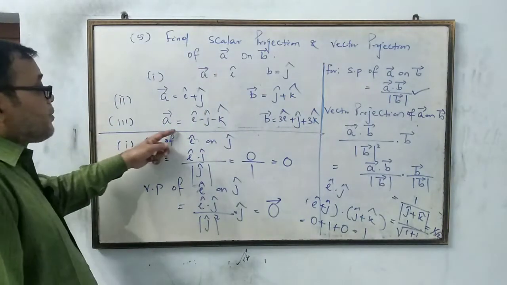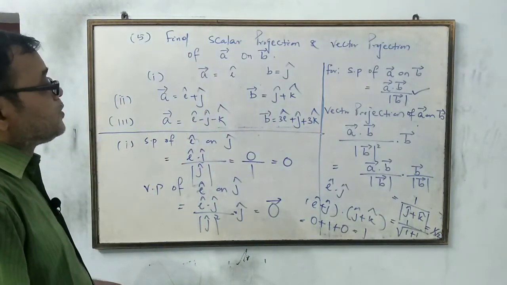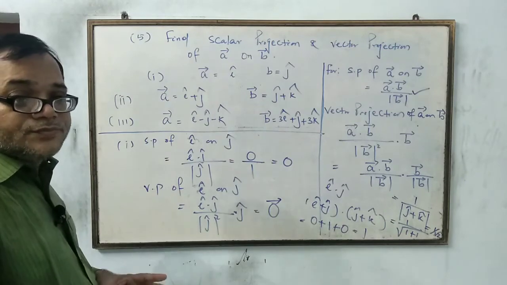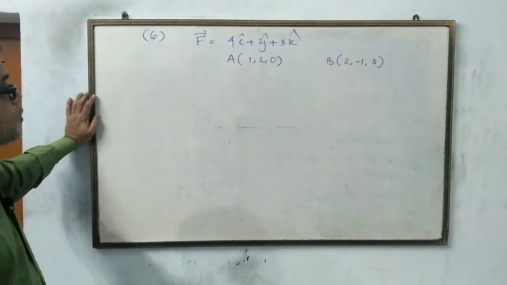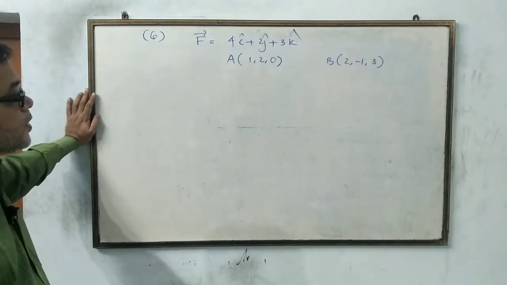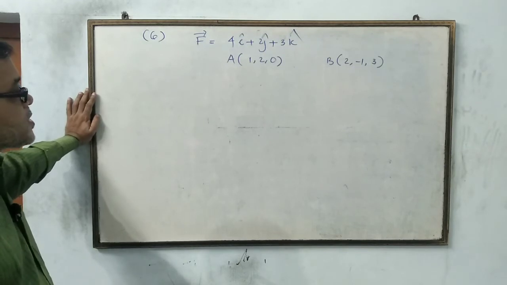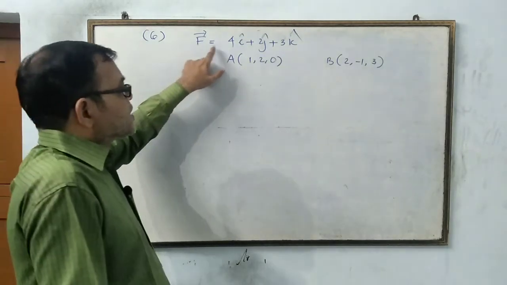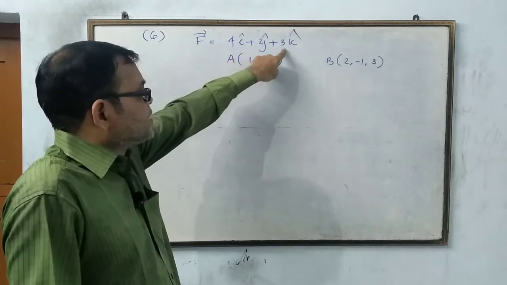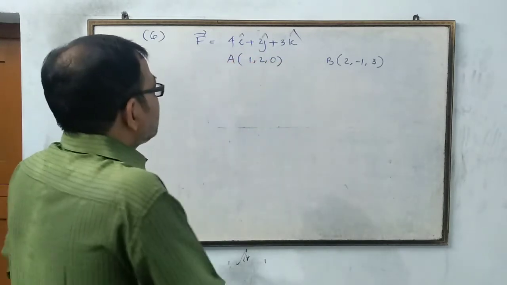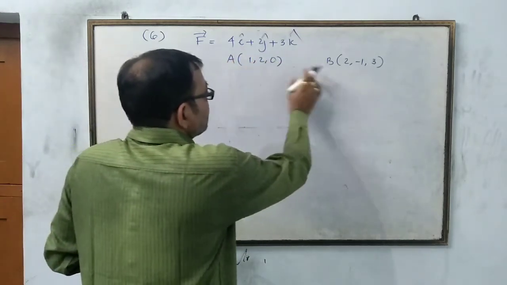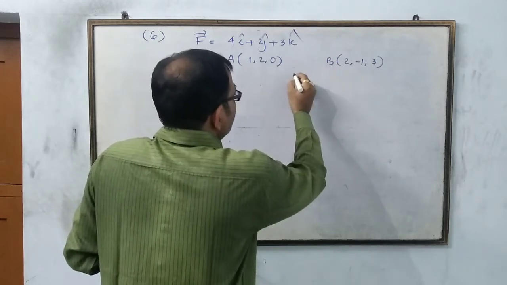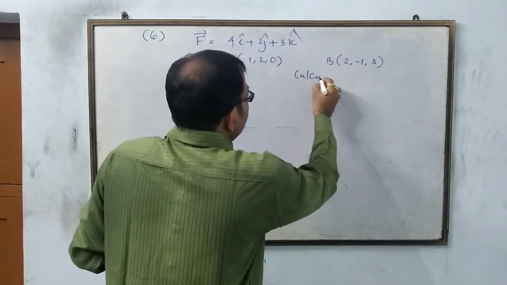Similarly, the third bit. With this, question number 5 is over. Question number 6: force is given, F equal to 4I plus 2J plus 3K, and a particle is displaced from point A to point B. The question is, calculate the work done.